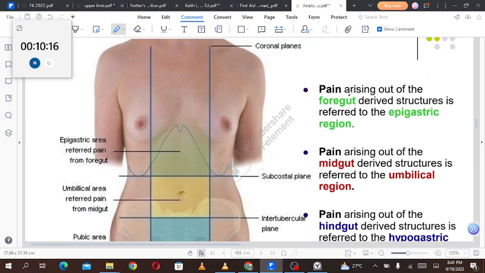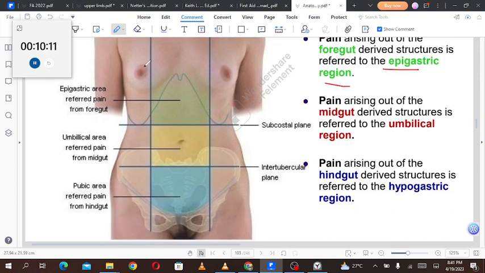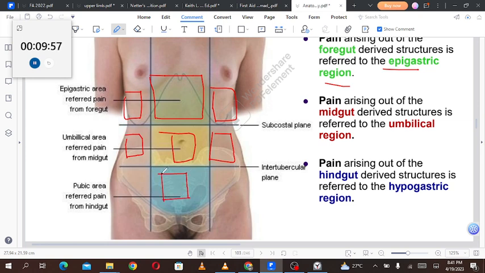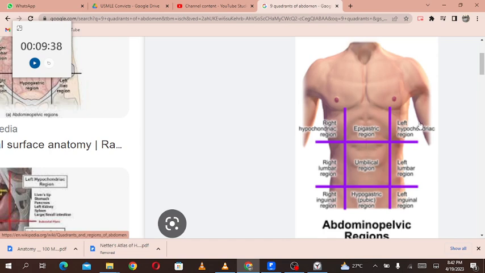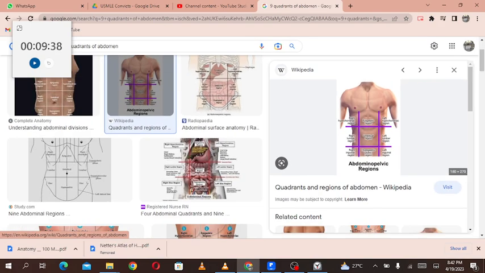The pain arising from the foregut derived structures is referred to the epigastric region. So let's talk about the regions first. This is the epigastric region. Yes, here you can see it is epigastric, then left hypochondriac, right hypochondriac, then umbilical region, left lumbar, right lumbar, and then hypogastric, left inguinal, and the right inguinal region. So these are the names of these regions.